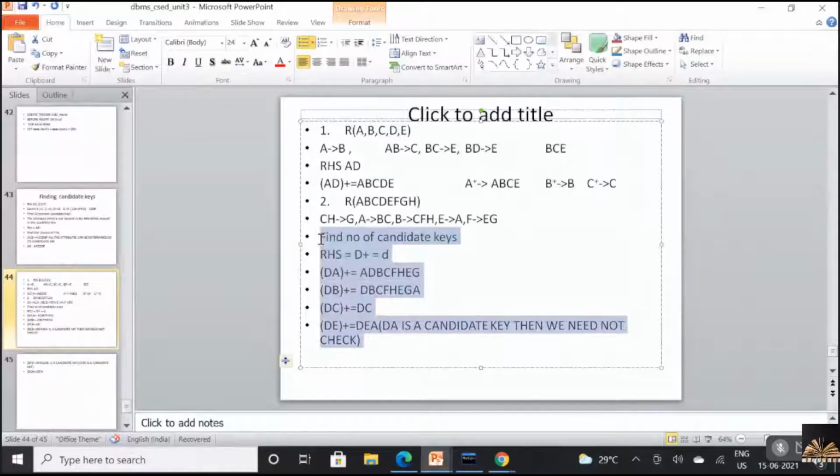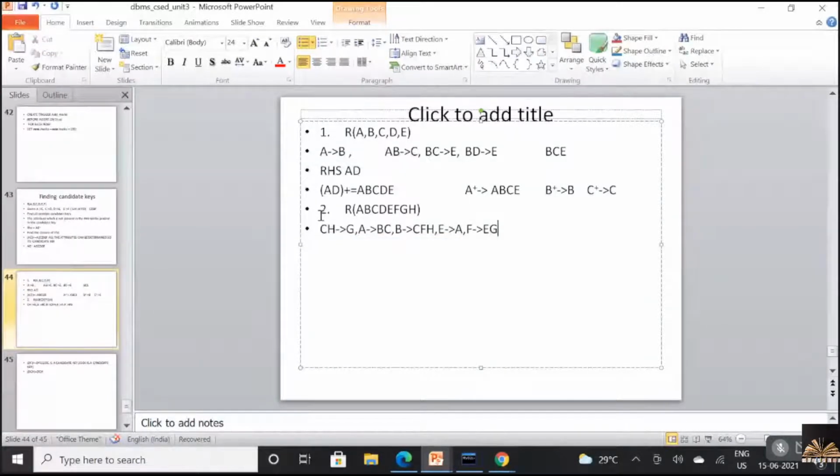try to work with this one. What are the different candidate keys for this particular relation? Just try to work on this for the next 2 or 3 minutes. I'll be giving you 2 or 3 minutes to work out on this. Please work on this.